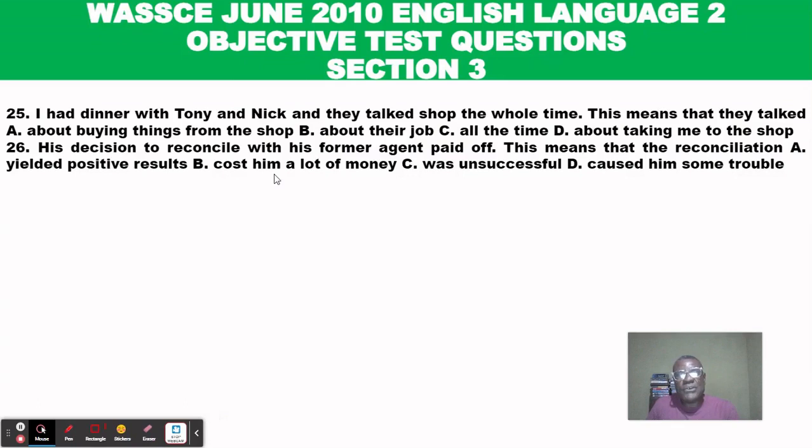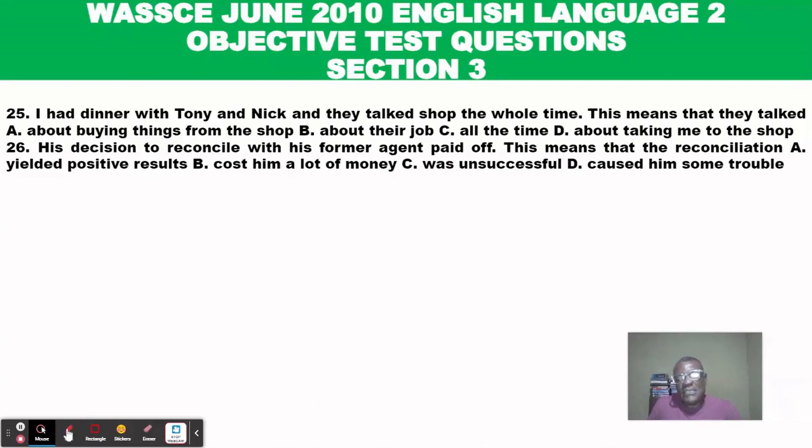His decision to reconcile with his former agent paid off. If something pays off, it succeeds. It yields the expected results. It yields positive results. Okay, if something pays off. Now, if you are a worker and you receive your pay, it's a good thing. If something pays off, it is something that is positive. Okay, so then let's look at the options.